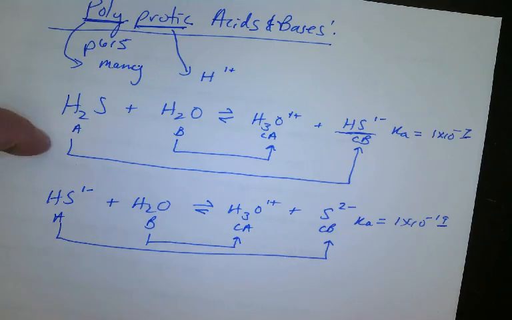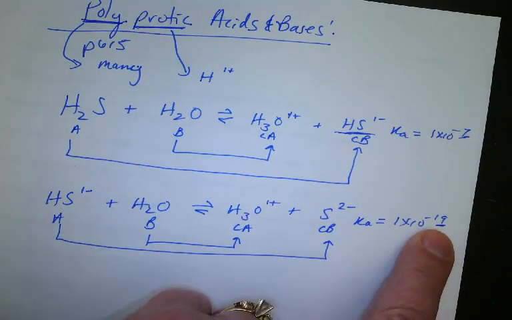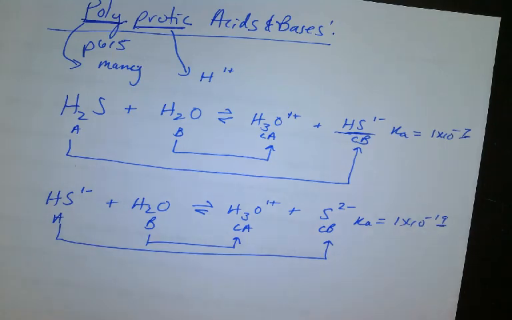The top one's going to happen a lot more often. This one right here, negative 19, not going to happen very often. Do you remember our water? Water was 1 times 10 to the negative 14. Do you remember how often that one happens? We calculated that with a billion water molecules, you would only have one out of a billion that would fall apart.